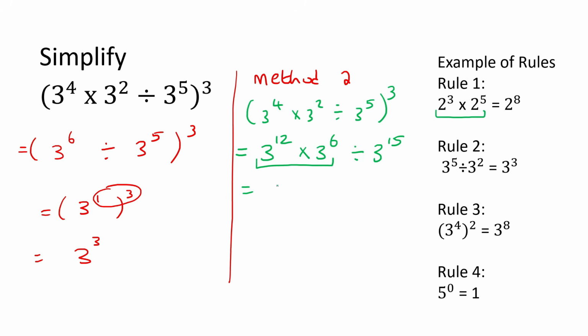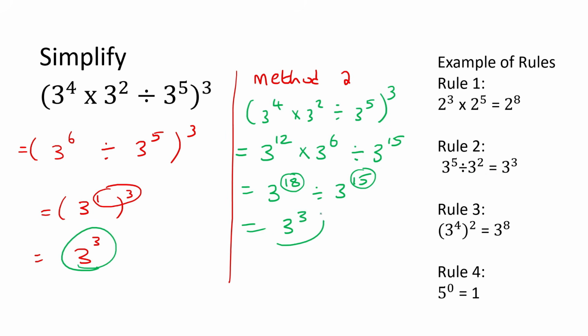Now, going into the next step, you could say, oh, that's rule number 1. So we keep the 3's the same. And then what do we do with these exponents? We add them, and that's 18. Now, this is rule number 2, because we're dividing. So we keep it as a 3. And then what do we do with these numbers? Well, what did we do over here? You subtract. So we're going to say 18 minus 15, which is 3. Hello, hello, same answer, right?